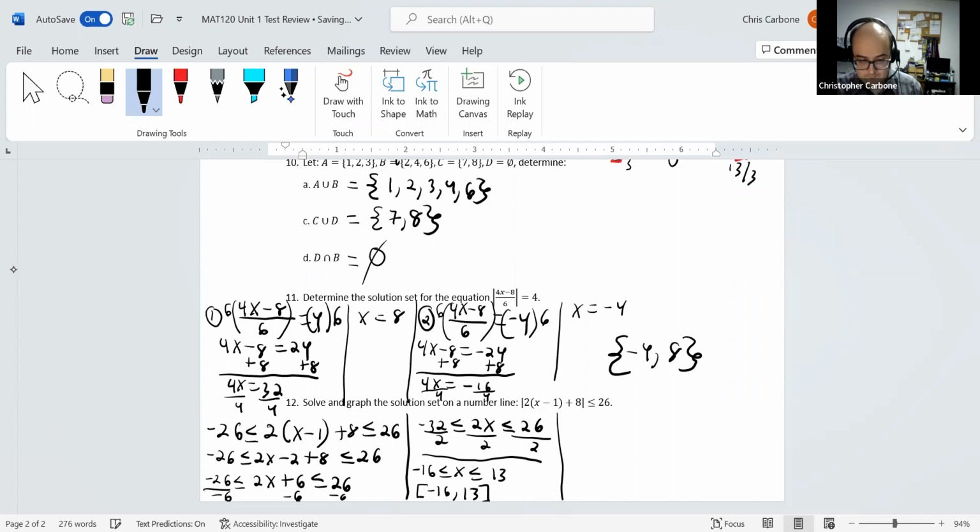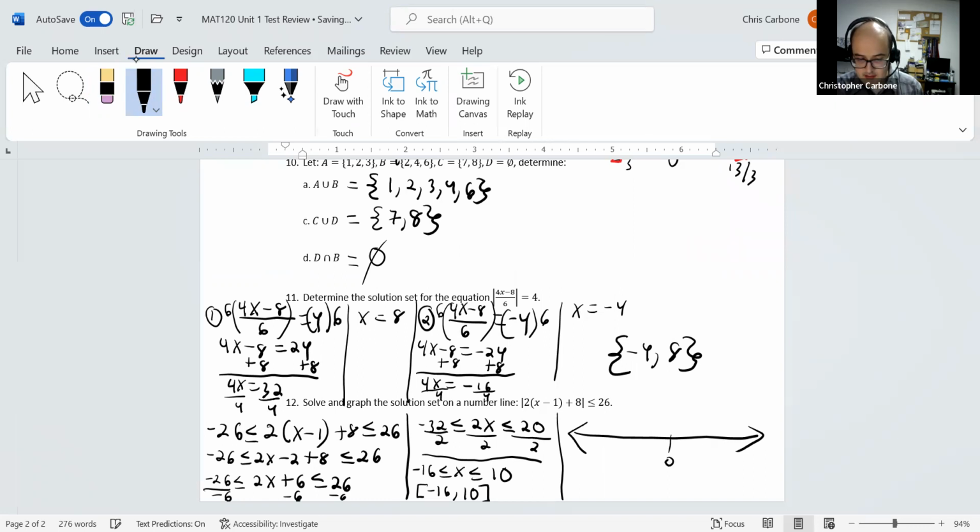Number line. Oh, excuse me. 26 minus 6, this is supposed to be a 20 over here. So this is a 10, and this is a 10. All right, so -16 to 10. As a number line, that would look like this.